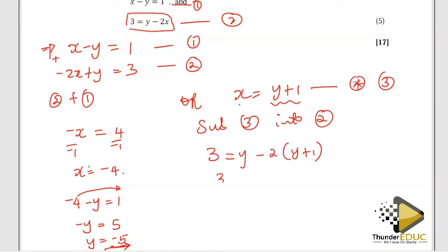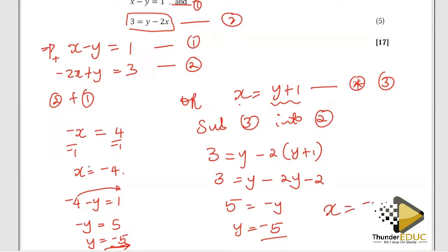We open this up, y minus 2y minus 2. Let's move this to that side. 5 is equivalent to -y. Divide through by -1, y is -5. Then to get the x, just get this and punch it into equation 3. So our x is going to be -5 plus 1, which gives us -4.